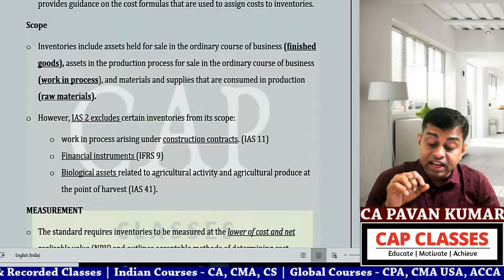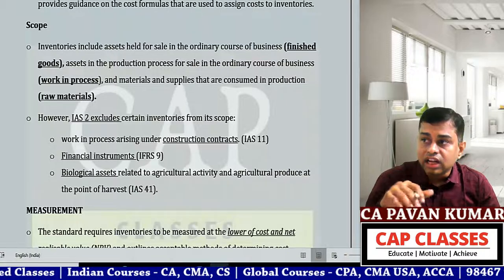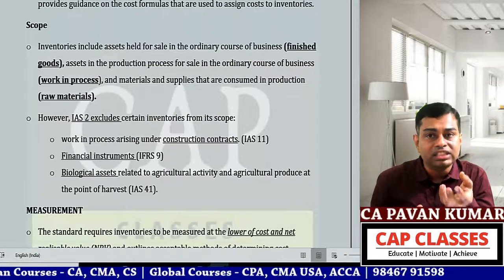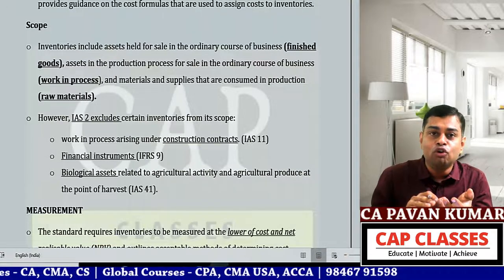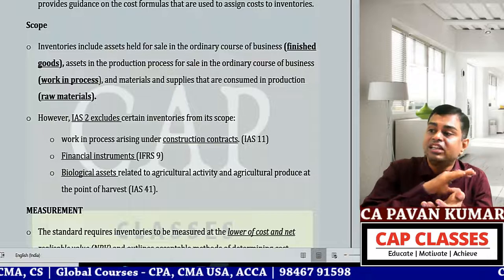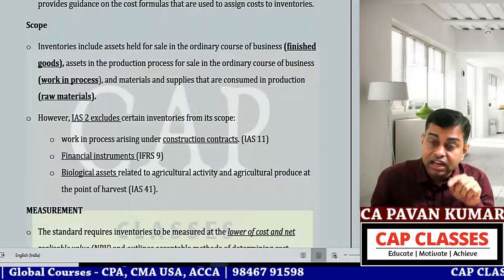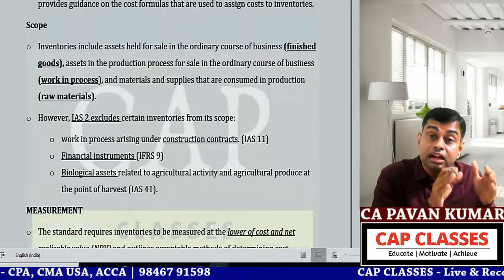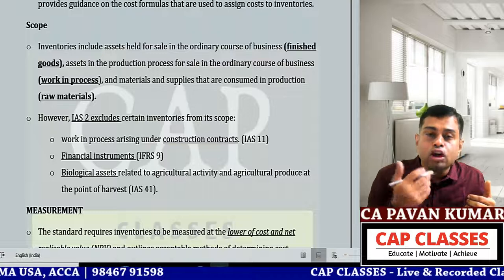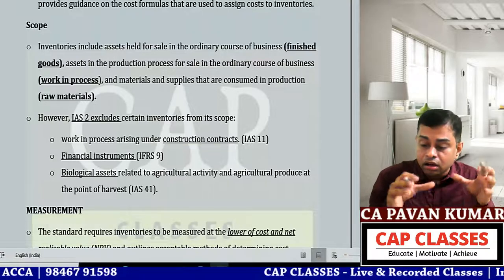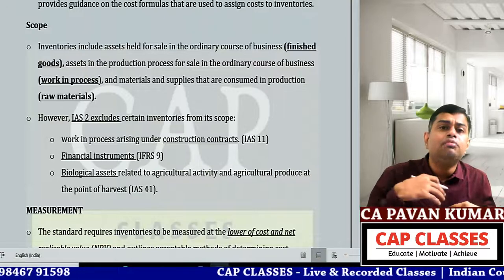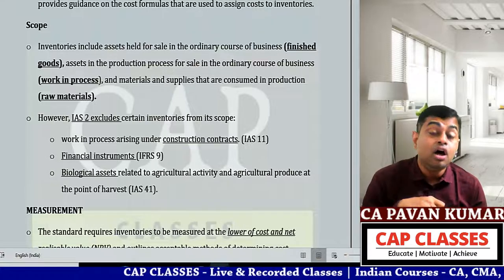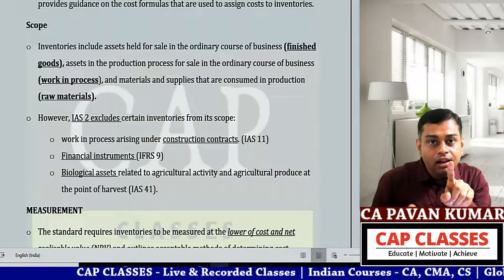So biological assets relating to agricultural activity and agricultural produce at the point of harvesting, you will not consider under IAS 2. Say there is a tree which gives a fruit, for example mango. Before harvesting the mango, you cannot apply IAS 2. At the point of harvest also you will not apply IAS 2. But once harvesting is done, I have packed these mangoes properly and stored them in a godown. Those mangoes are intended to be sold, either to the local wholesale market, or through a mobile application, e-commerce, or wholesale to people like Reliance Fresh or Walmart for their retail sale, or I will export it, whatever it is.